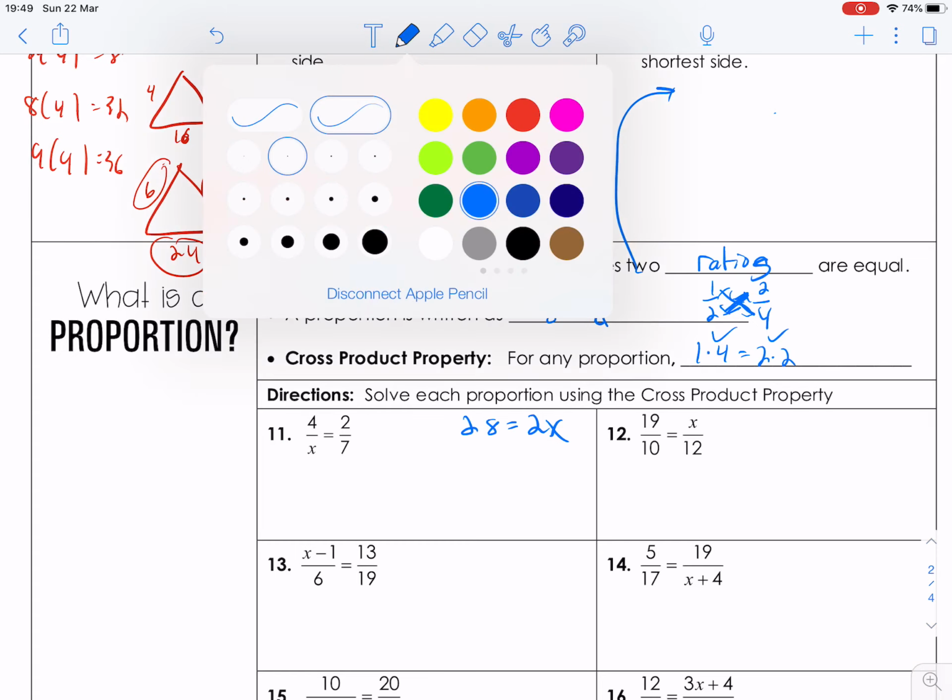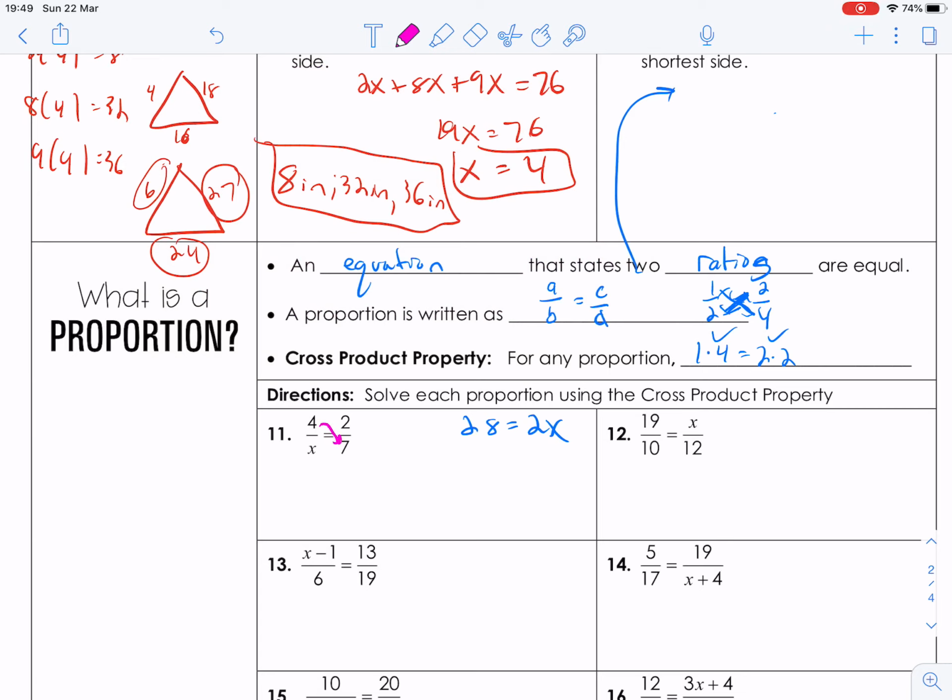So if I would have just cross multiplied, do hot pink, cross multiply, I get 4 times 7. 4 times 7 equals 2 times x. There's our 28 equals 2x. So that's where cross multiply comes from.